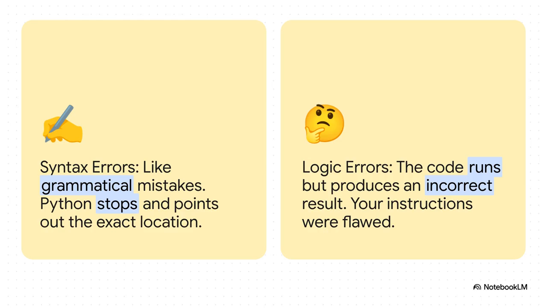So the culprits we're hunting down usually fall into two main categories. On one hand, you've got syntax errors. These are like typos or grammar mistakes. The code just stops, and Python points right at the problem. Then you have the sneakier ones, logic errors. The code runs just fine, but the final result is completely wrong because the instructions themselves were flawed.